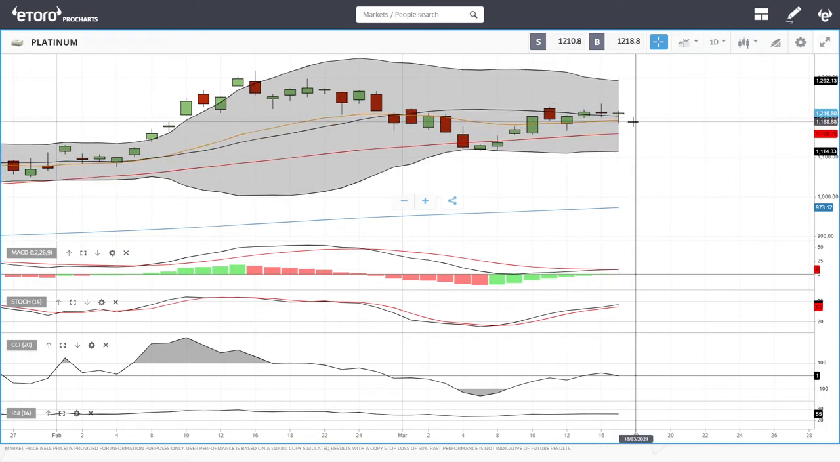We have found support at the 20 and will most likely also find support at the 50. And rallies from here will most likely find resistance at the top of the bullish band at roughly 1289. So let's look at palladium.